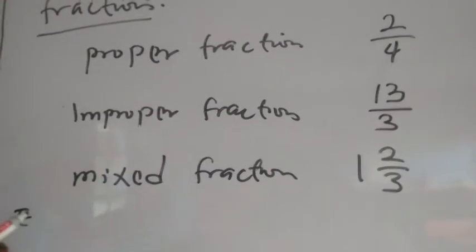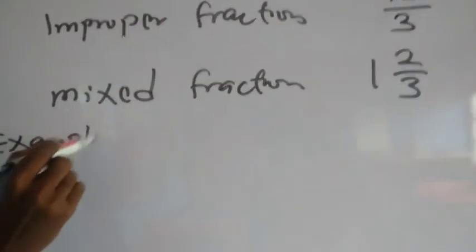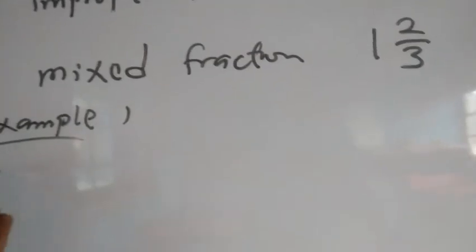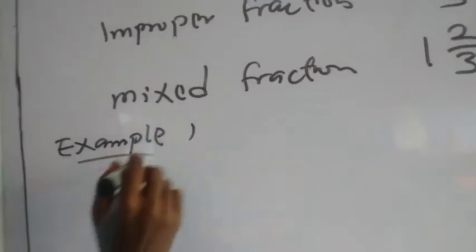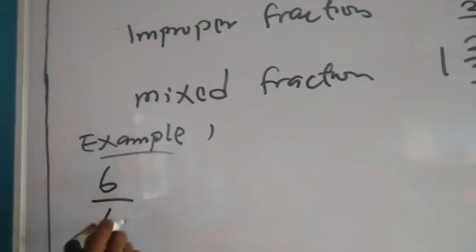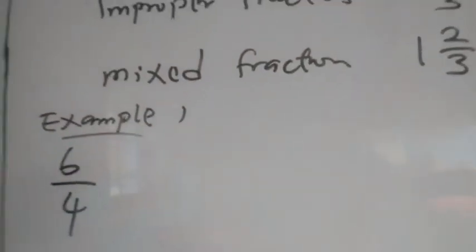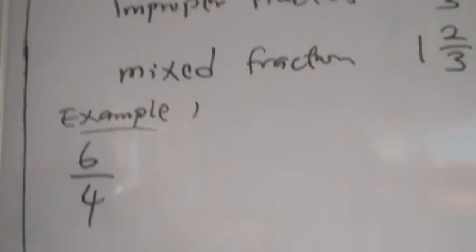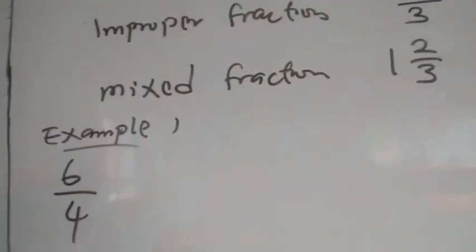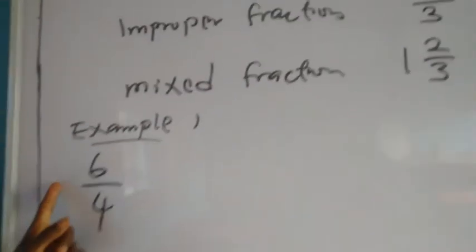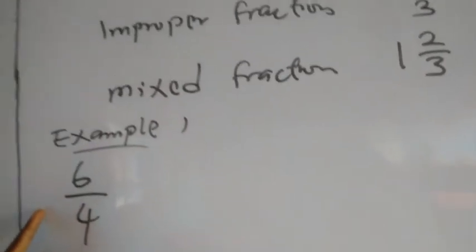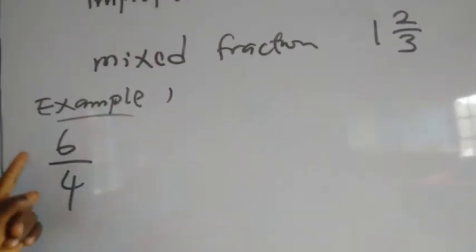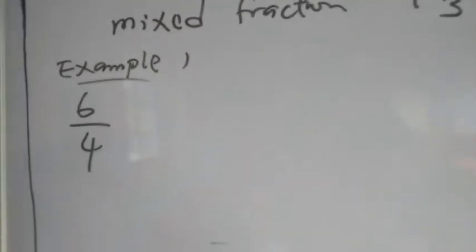Example 1. Now we have 6/4. Change 6/4 to a mixed fraction. Now how do we do this? For us to change it to a mixed fraction, we are going to think of a number we multiply with 4. When you multiply a number with 4 and add a number, it will give you 6. So that's what we are going to do.